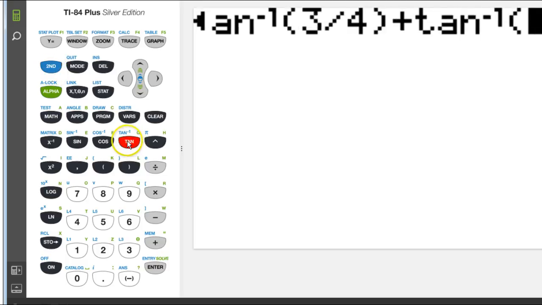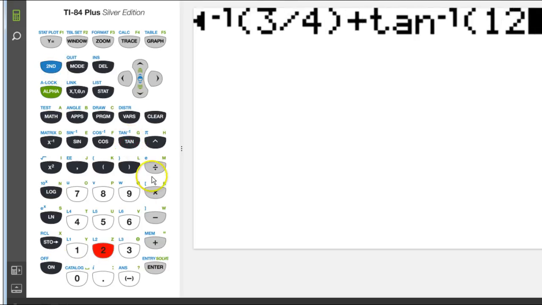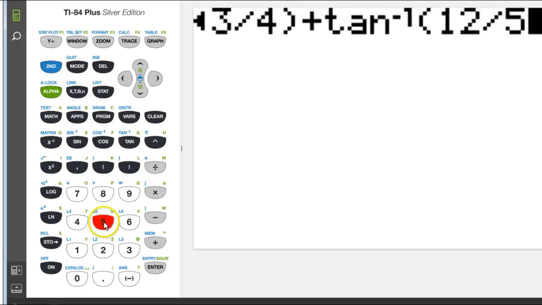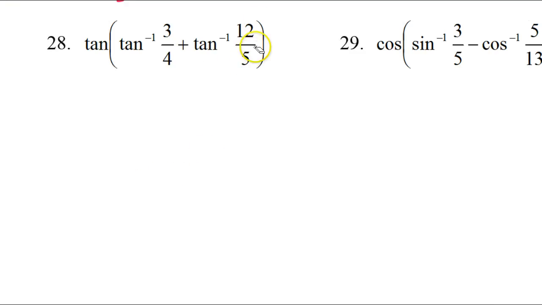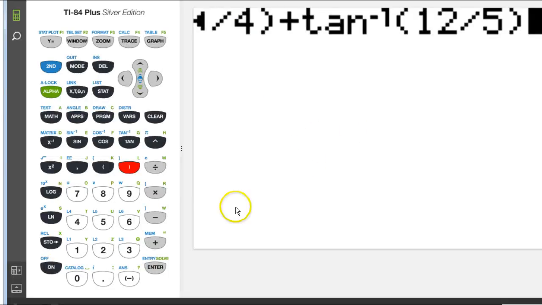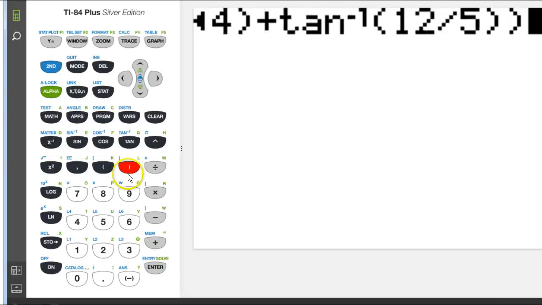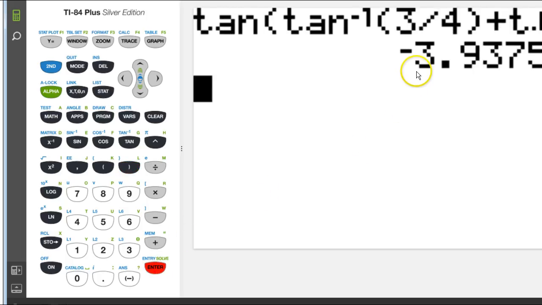So I'll put plus inverse tangent 12/5, close the parentheses, and then I'm going to have to close the bigger parentheses around the whole problem. So I need to put another set of parentheses at the very end. And that should be it. Negative 3.94 if I round up.